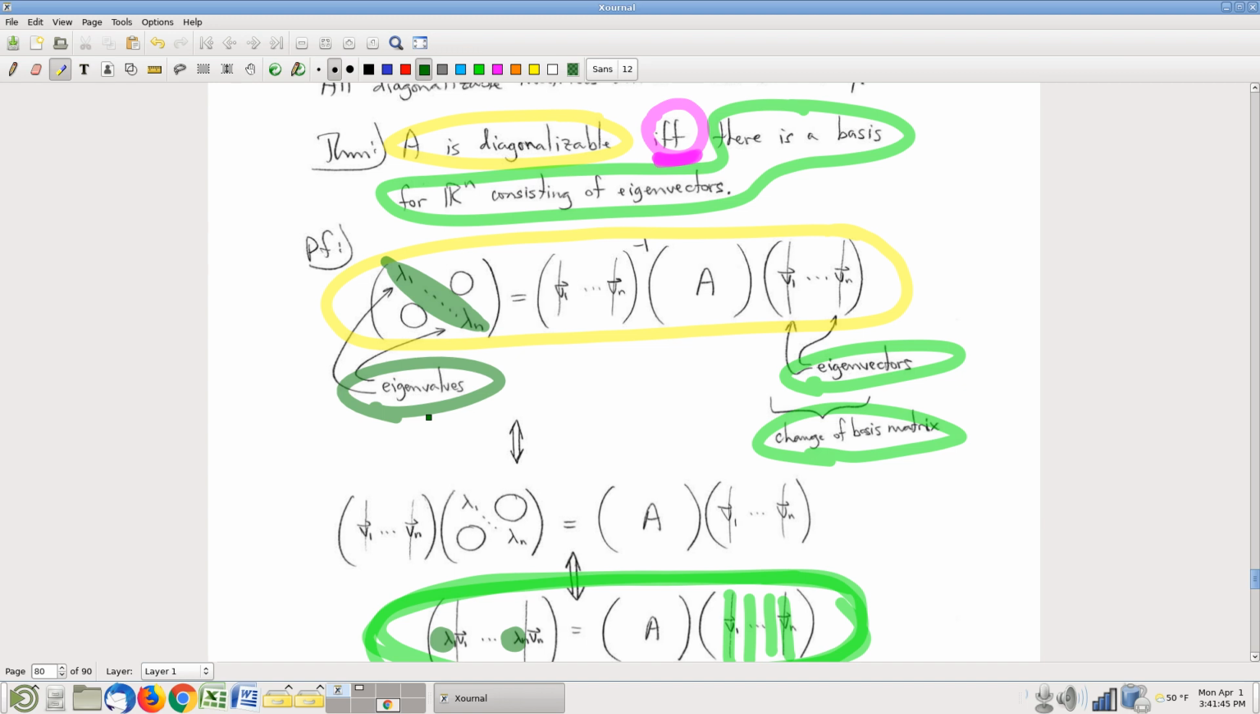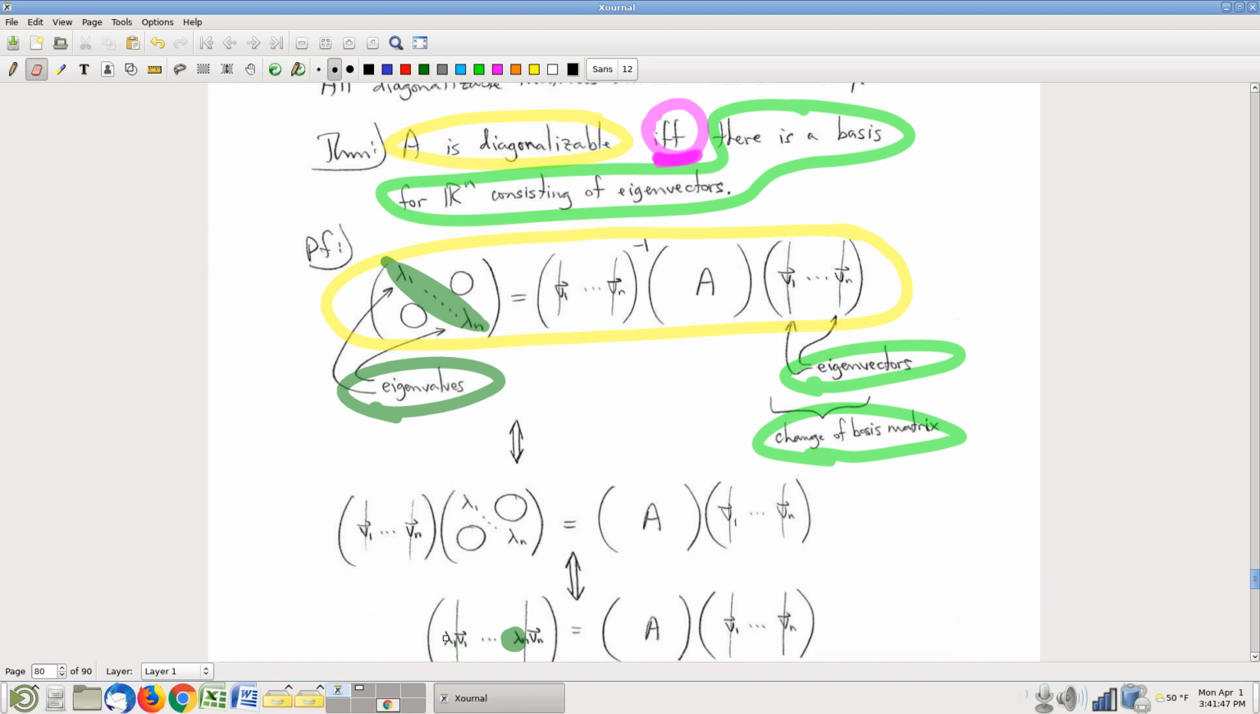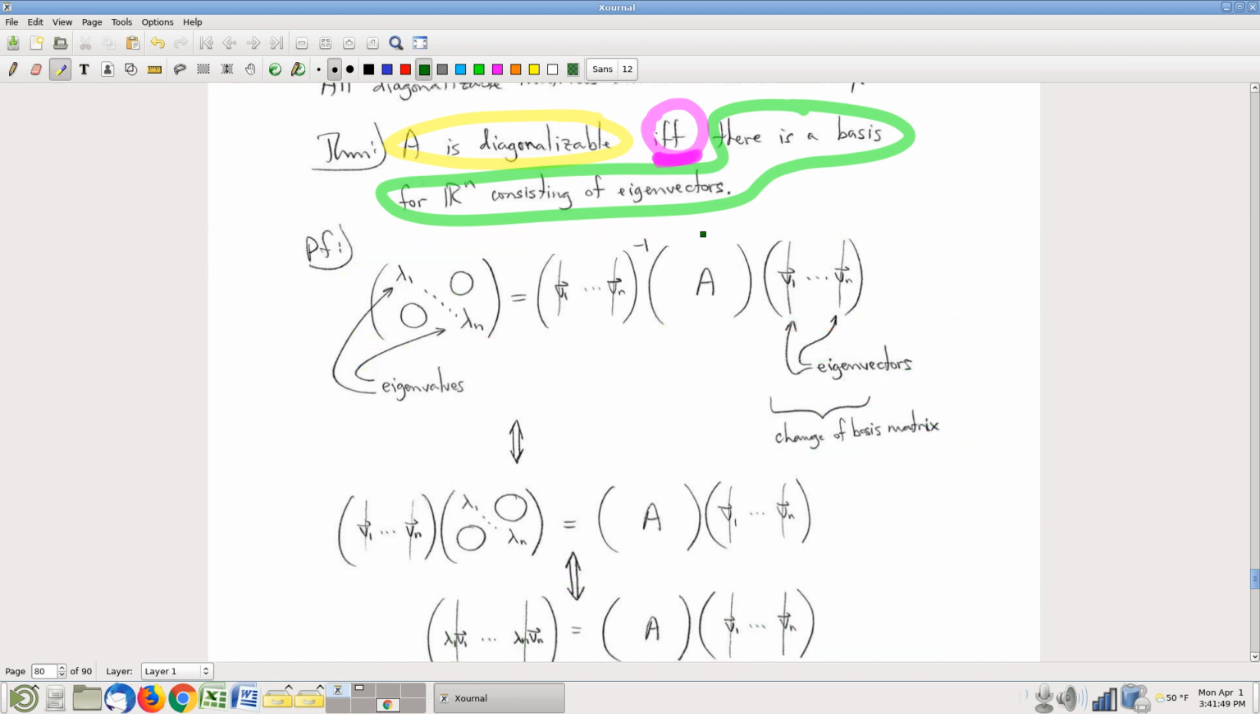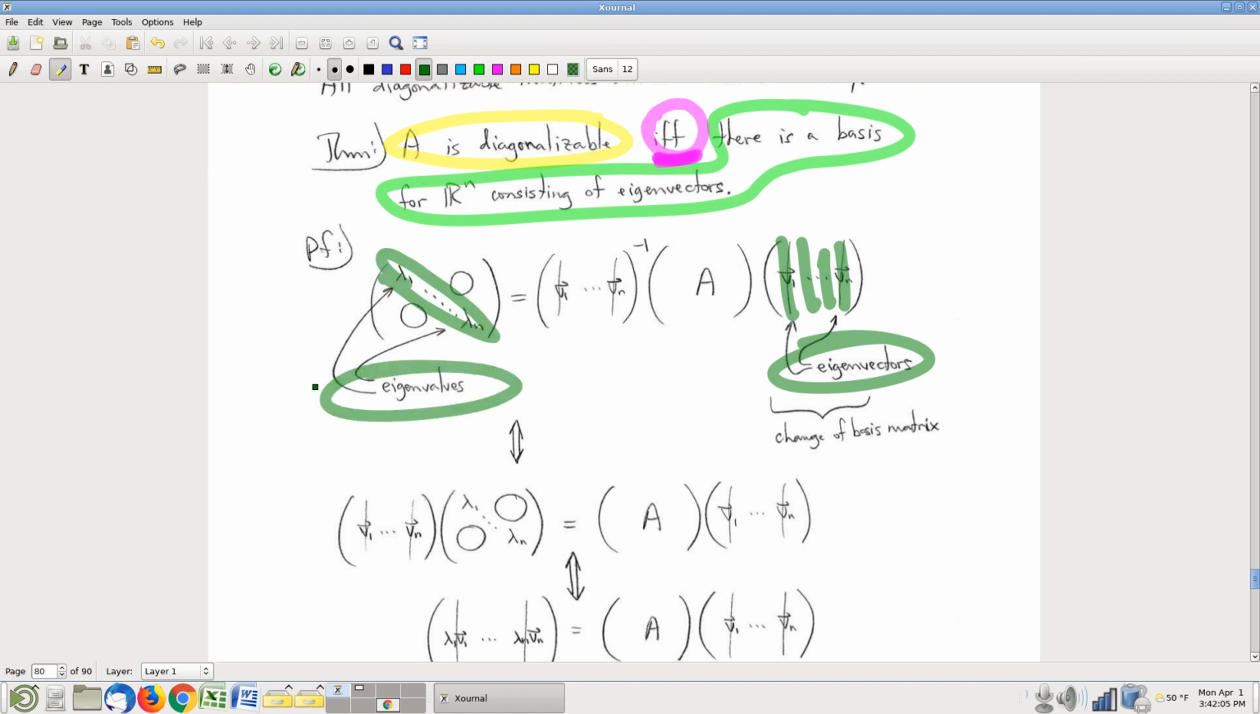Okay, so there you go. This is always going to play out this way when you can diagonalize. When you diagonalize a matrix, you're doing a conjugation. That conjugation's by a change of basis matrix. The columns are the eigenvectors, and the diagonal entries of the diagonal matrix are the eigenvalues.